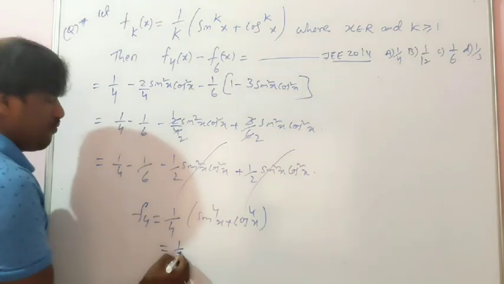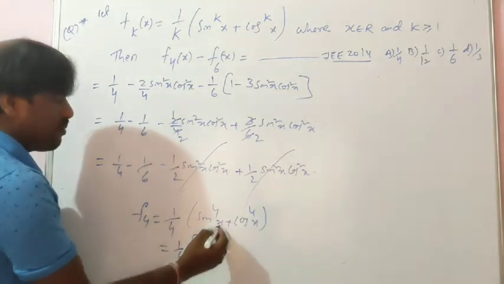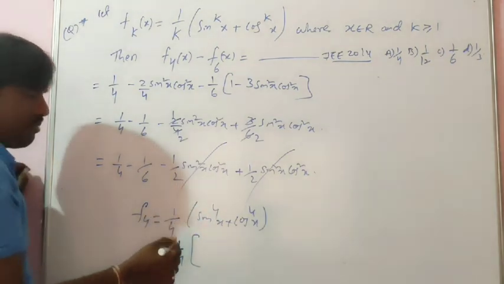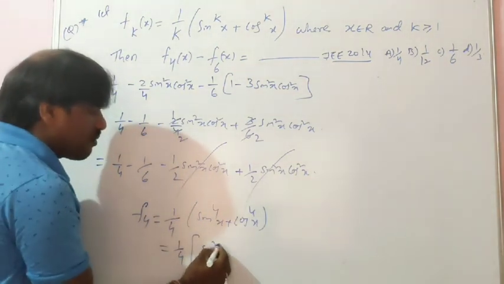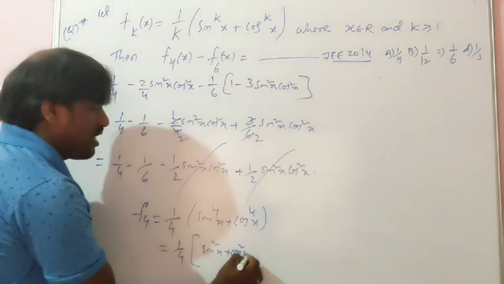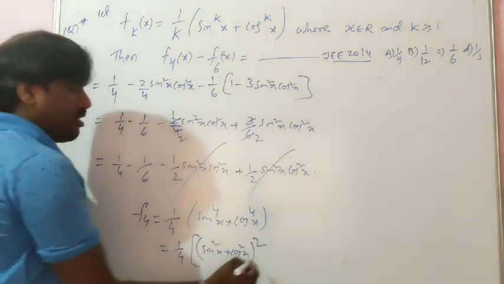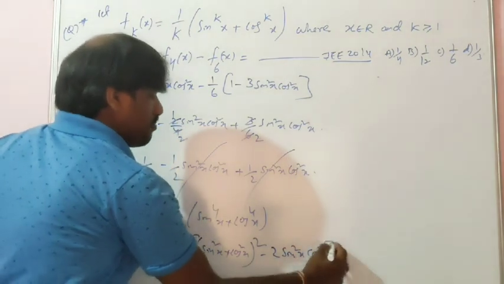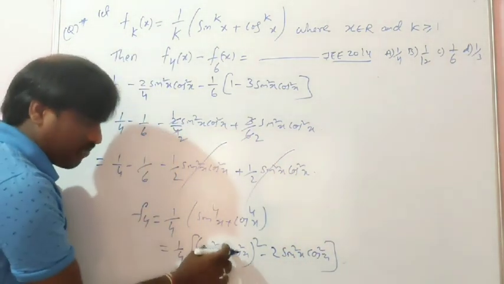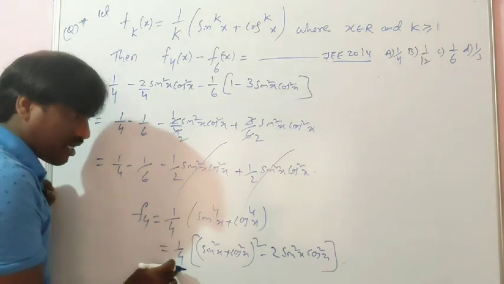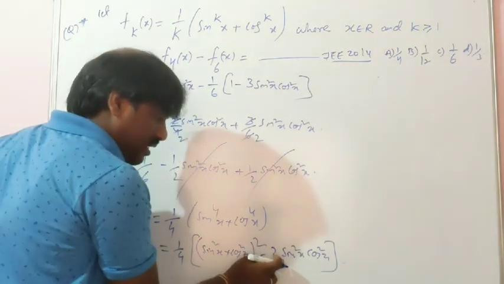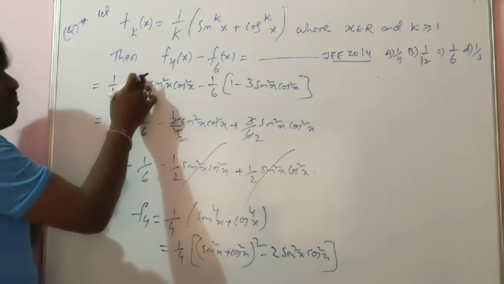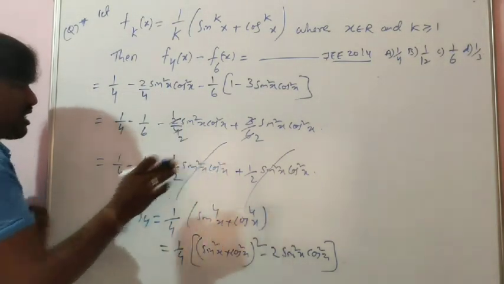So 1 by 4 completely, I did not multiply. This is a square plus b square, that is a plus b whole square minus 2ab. At that time I get sin square x plus cos square x whole square, a plus b whole square minus 2ab. Okay, so when I multiply this one, you got 1 upon 4. And this 4 can be multiplied here, that is 2 by 4, so 1 by 2. So you should get here 1 by 2, this one is 1 by 2, so this is cancelled out.